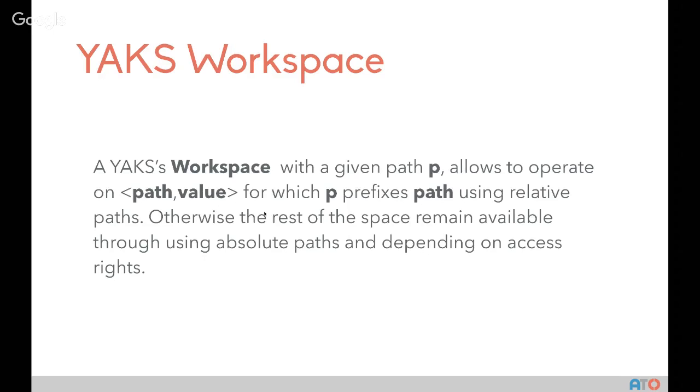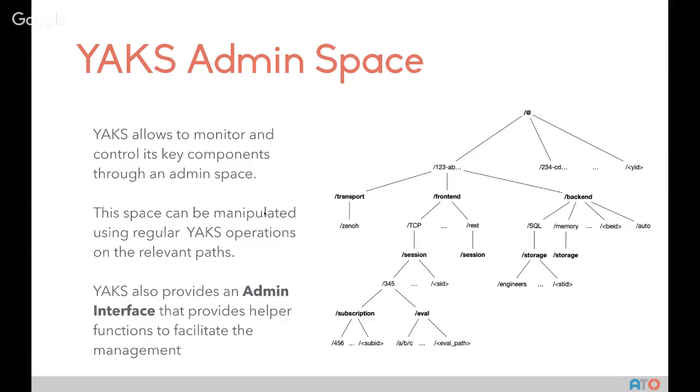The workspace. So a workspace in YAKS is specified with a given path. It's a single path, and it allows you to operate on path values for which the path is a prefix. It means that really it's just a tool to use relative paths instead of always using absolute paths. And later on, we might also be able to implement access control depending on the workspace you specify, to forbid you to get outside the workspace. But notice that you can still use absolute paths using the workspace.